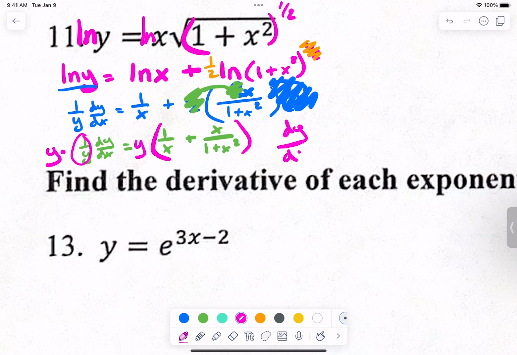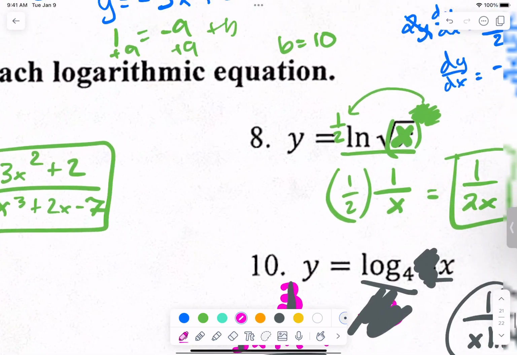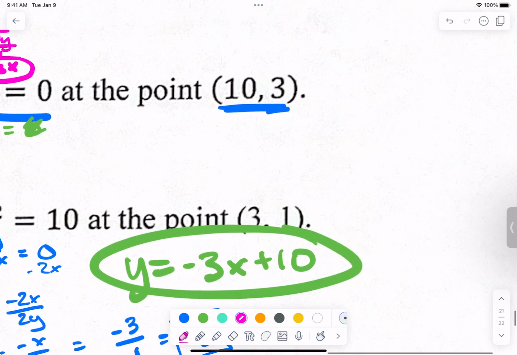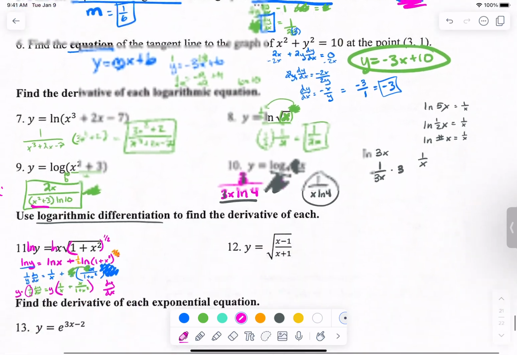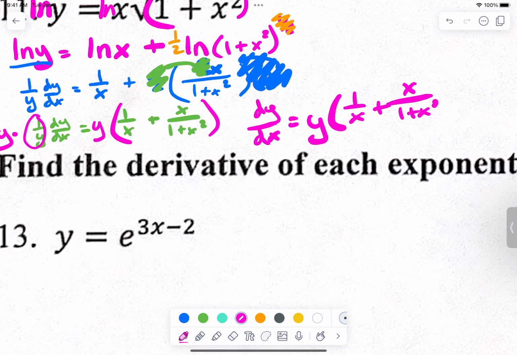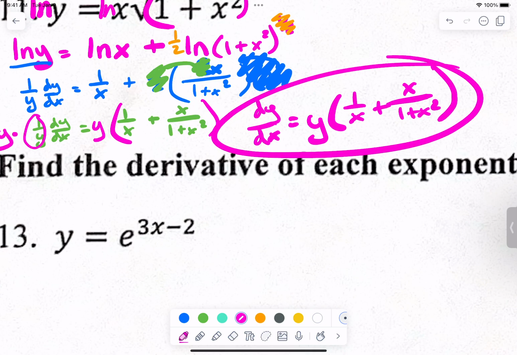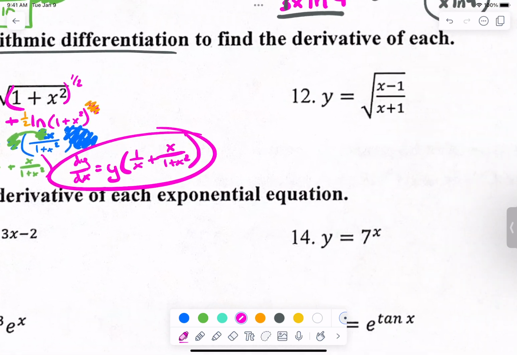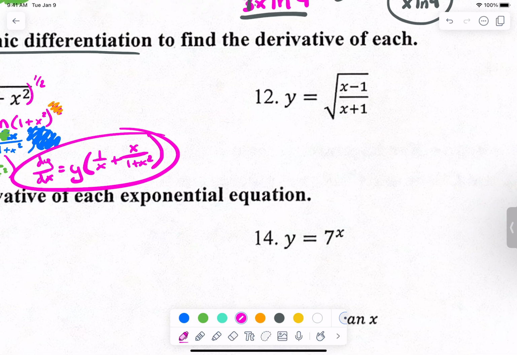Because, and here's my only reason why, if they give you points to plug in, a lot of times they will give you the x and the y, right? So you wouldn't necessarily have to change y to x. So yeah, let's just leave him as y. Y times 1 over x plus x over 1 plus x squared, and that is it. Okay? Good? Great.